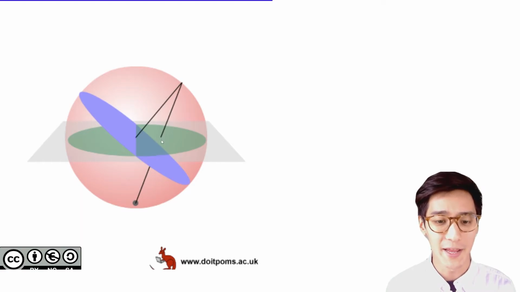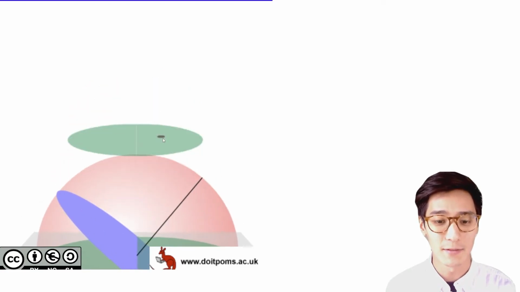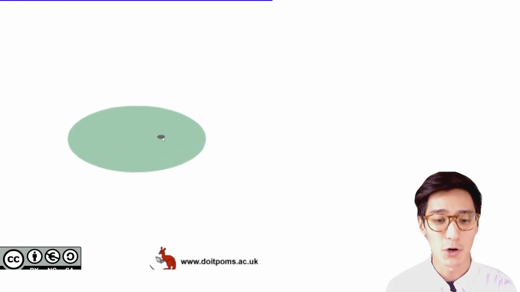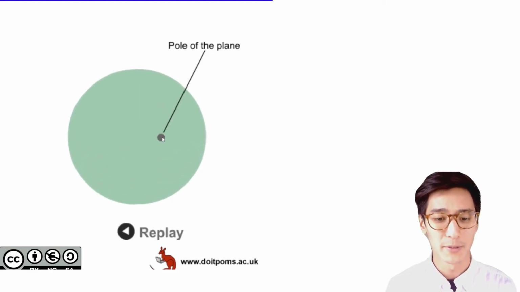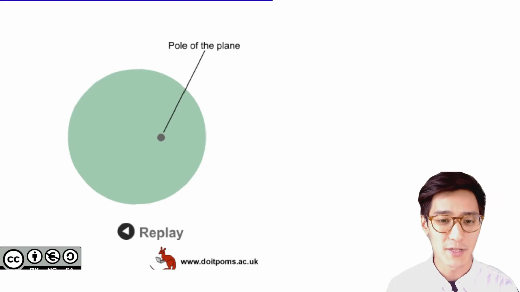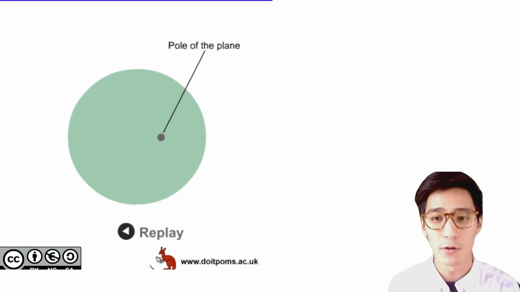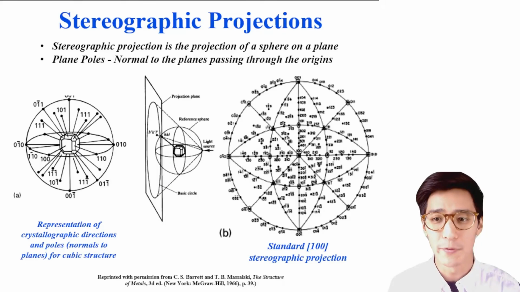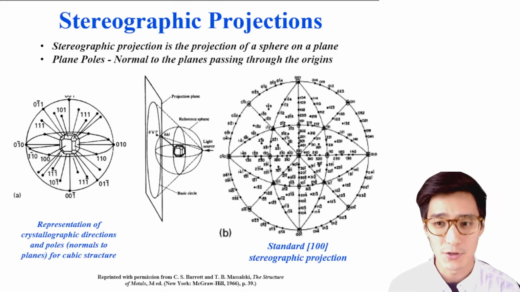The point that it intersects the reference plane, the green circle, is called a pole. The position of this pole preserves the angular relationship between the original plane and the reference plane. If we repeat this process for all the slip planes in a system, we end up with this extremely complicated stereographic projection, but one that preserves all the directions and angles.